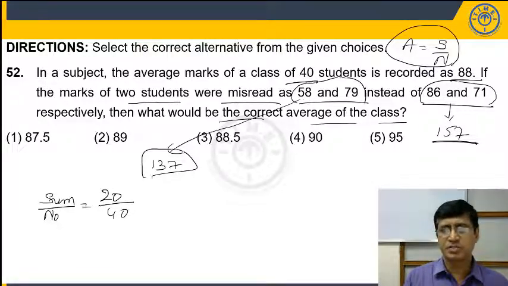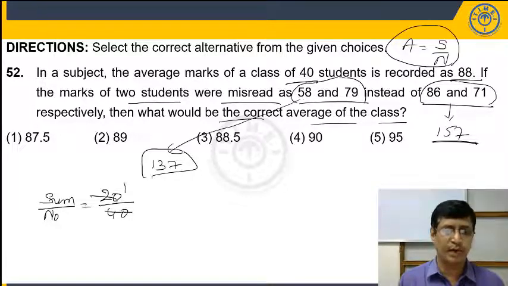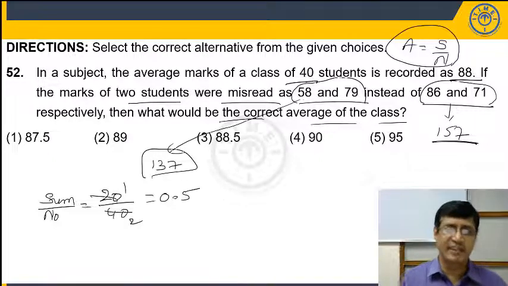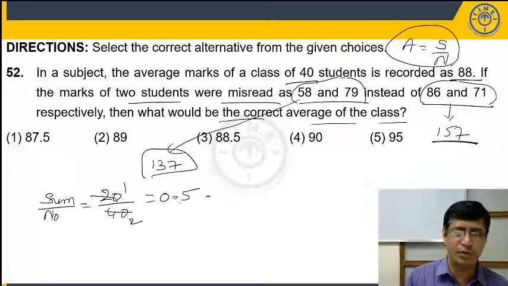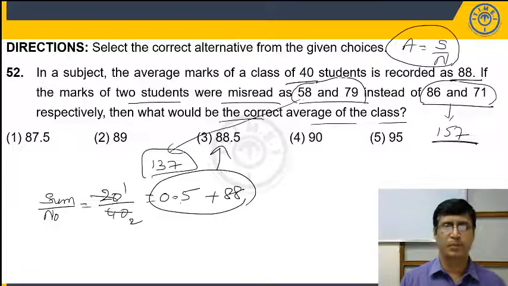Average is equal to sum by number. The variation in the sum is 20, the number is 40. Simplify, you will get 1 by 2. 1 by 2 means 0.5. He quoted 0.5 less. In order to rectify it, just add this 0.5 to the 88. You will get the answer, that is 88.5.